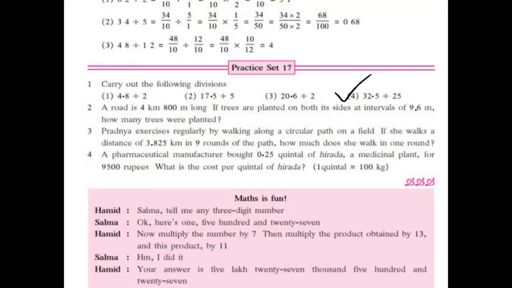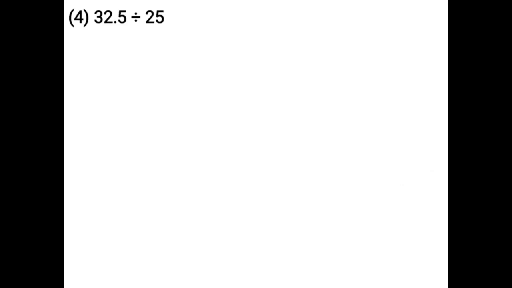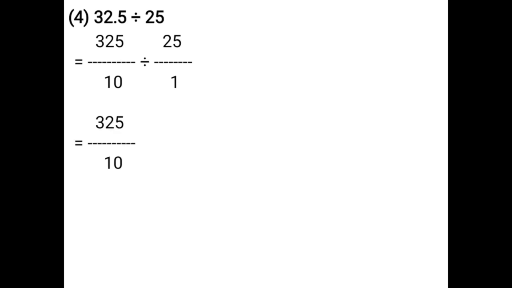32.5 divided by 25. Decimal fraction 32.5 you have to convert into common fraction, that is equal to 32.5 becomes 325 upon 10 divided by, if single number 25 is there, you have to take denominator 1, that is 25 upon 1. That is equal to first fraction 325 upon 10, write as it is. Division will turn into multiplication. 25 upon 1 becomes reciprocal, that is 1 upon 25. You have to divide 325 by 25.